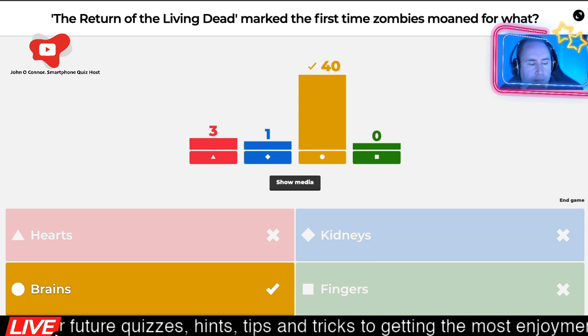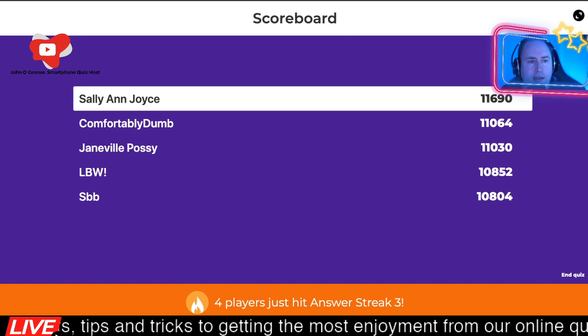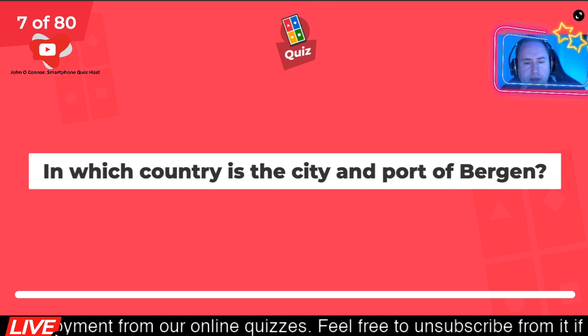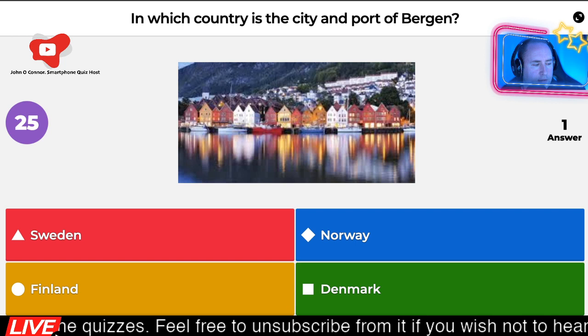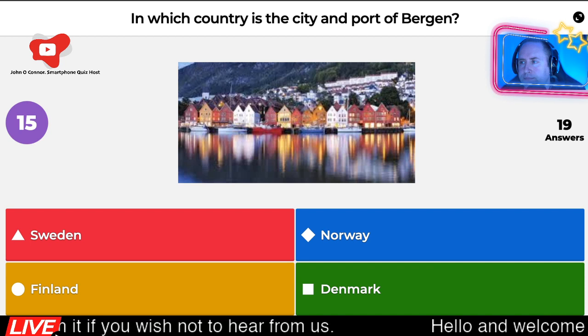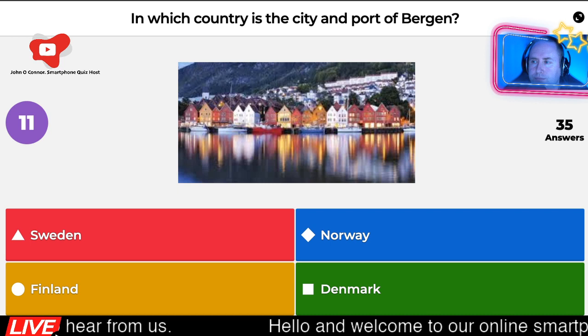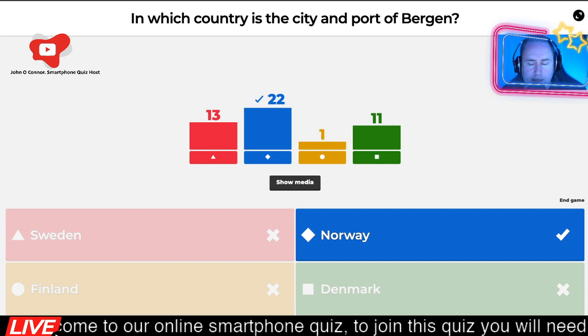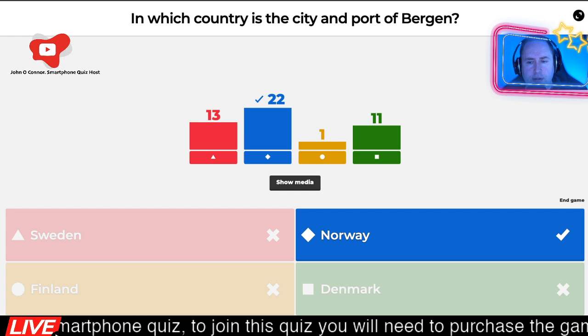No change in the top five. Here is question seven. In which country is the city and port of Bergen? Is it Sweden, Norway, Finland, or Denmark? Two correct answers. It is in fact Norway is correct. Okay, so movers LBW into third place, Ruby family into fifth.